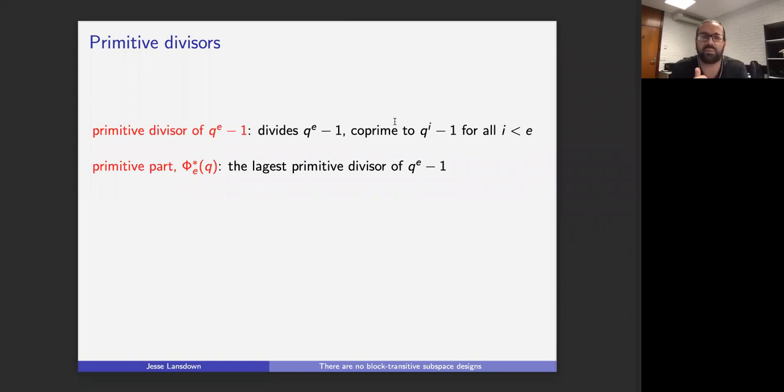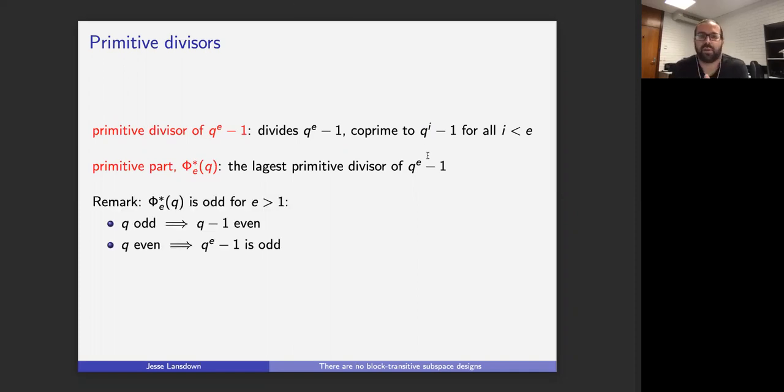And the way we do that is by considering primitive divisors. A primitive divisor of q to the e minus 1 is just a divisor of q to the e minus 1, but it has to be co-prime to anything that has the format q to the i minus 1, where we have i less than e. And the largest such prime divisor we call the primitive part and denote by phi star.